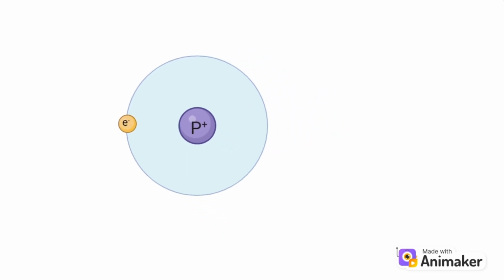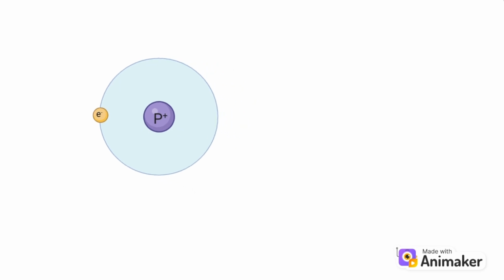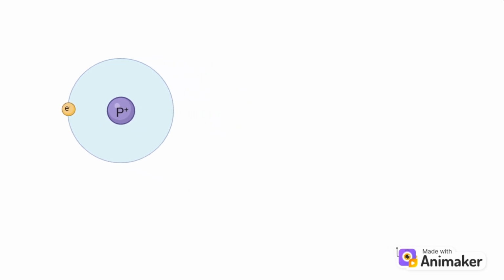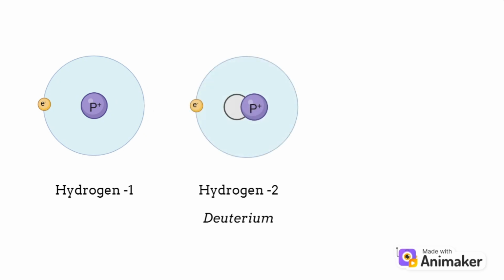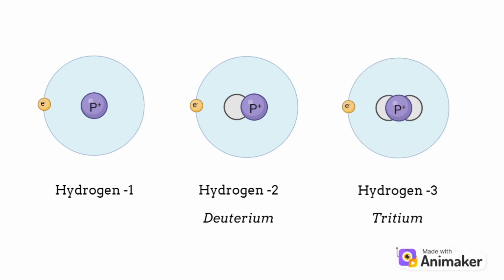Remember we talked about the definition of isotopes earlier? Taking hydrogen as an example again, we have different isotopes. The first one is hydrogen 1, with 1 proton and 1 electron. The second one being hydrogen 2, also known as deuterium, with 1 proton, 1 electron and 1 neutron. The third one is hydrogen 3, also known as tritium, with 1 proton, 1 electron, and 2 neutrons.